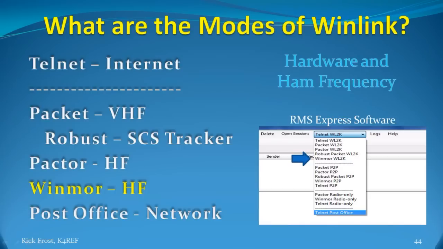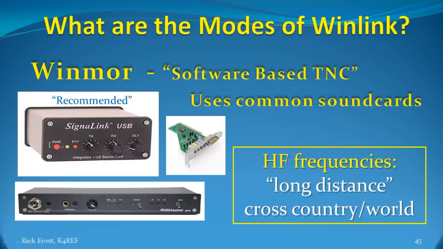Continuing on our list of modes, the next one is WINMOR. WINMOR uses HF frequencies, like PACTOR does. These again are for long-distance transmissions. WINMOR is actually a software-based signal converter. It is built into the RMS Express software, so there is no external box. WINMOR uses the radio's audio directly, and then does the signal conversion in the computer.